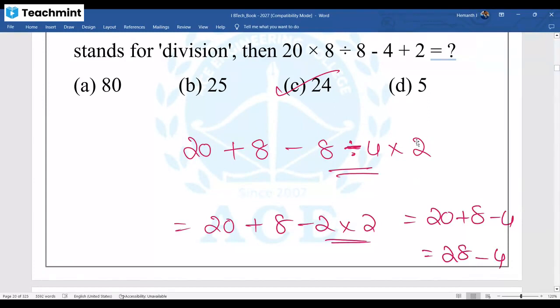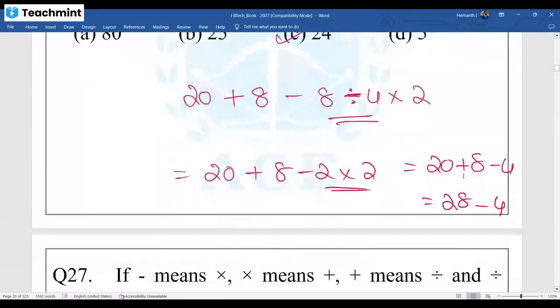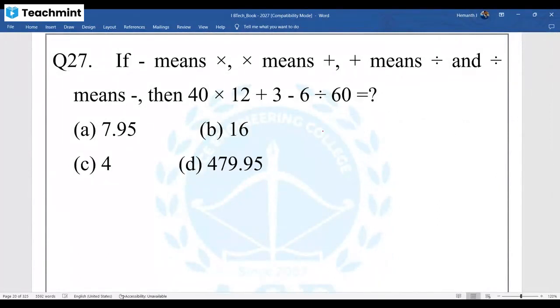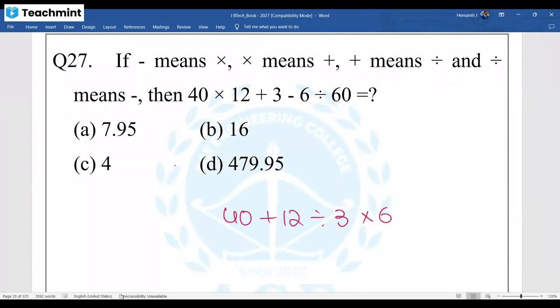Right, so let's see the next one. Hope you're done with this. Next question is almost similar, like practice for you. What's the answer? 4. Okay. So in the multiplication place, we need to put addition. In the addition place, division. In the subtraction place, multiplication. In the division place, subtraction. First we need to divide, then multiply. It's similar to the previous one.